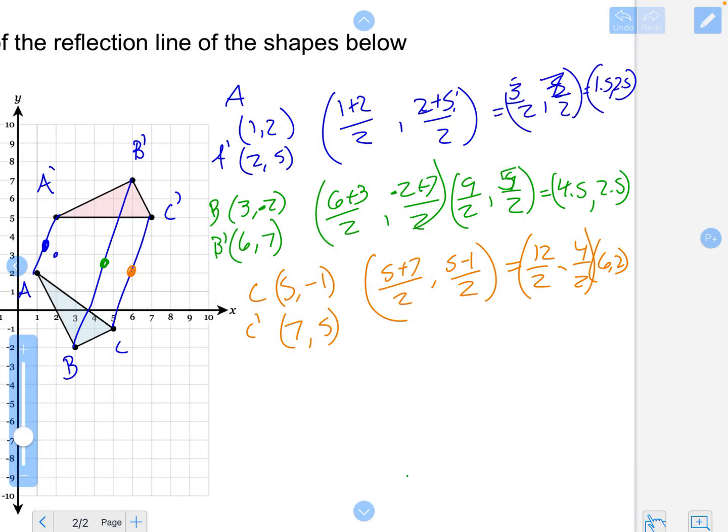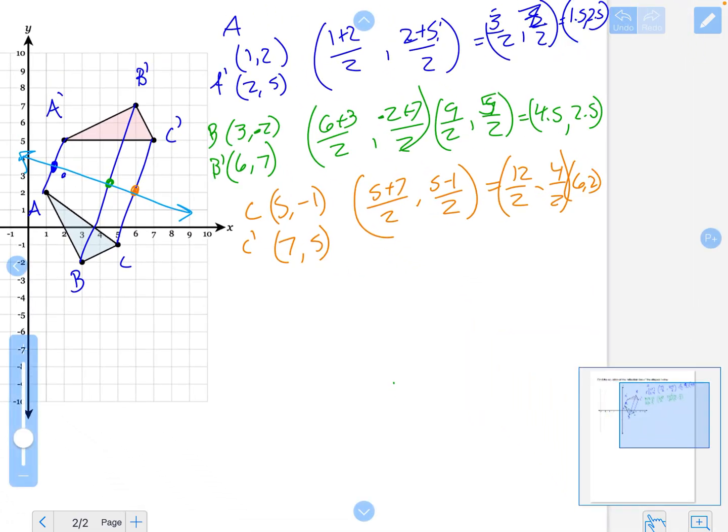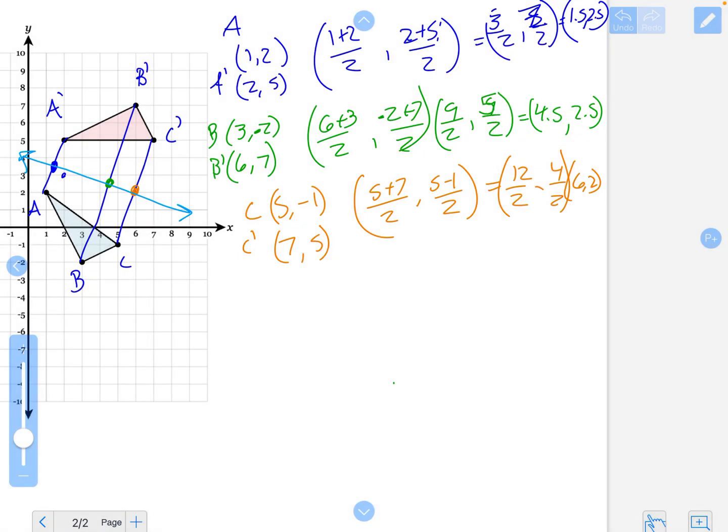And again, now we have our points. We need to find a line that goes through all 3 points to find our line of reflection. So the first thing we need to do is find slope. So I need to pick any 2 points. So my x1, y1 is going to be my B. My x2, y2 is going to be C.